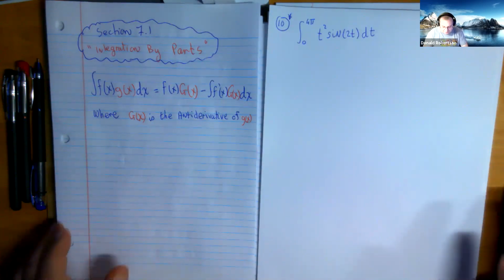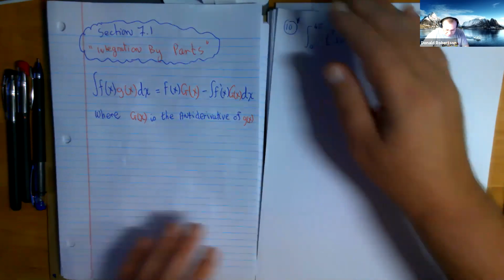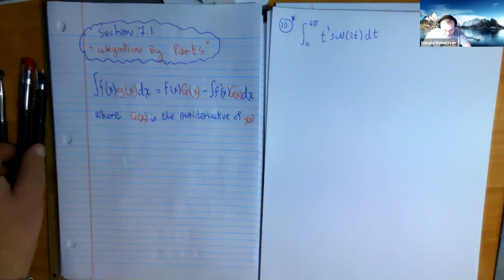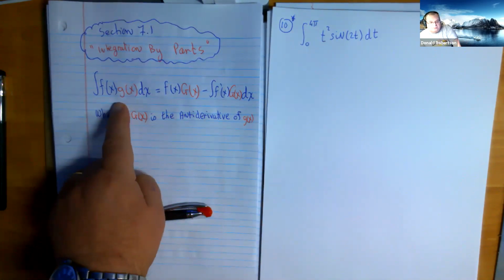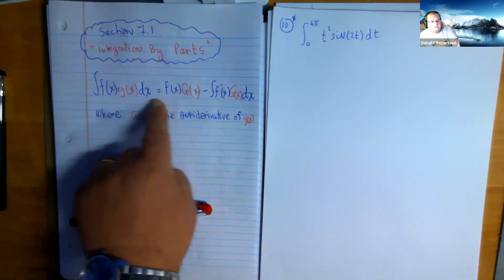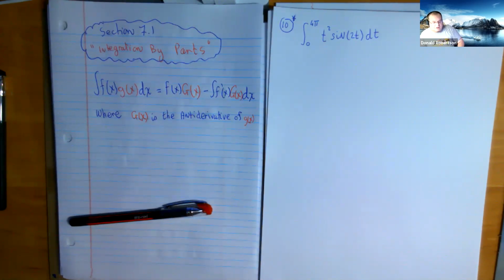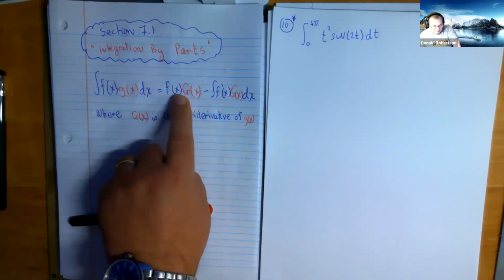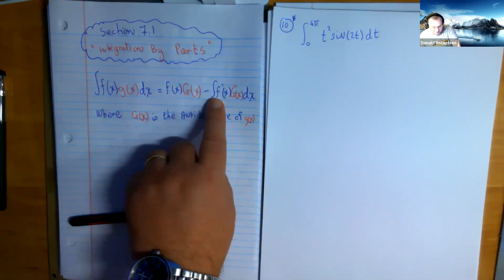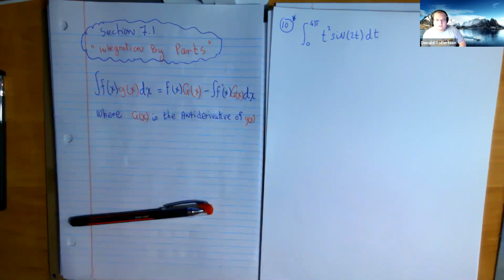We're still in 7-1. My goal today is to complete 7-1. So here is basically the rule, the formula for calculating the integration of a product, f of x, g of x. It's f of x, capital G of x, subtract f dashed of x, capital G of x.